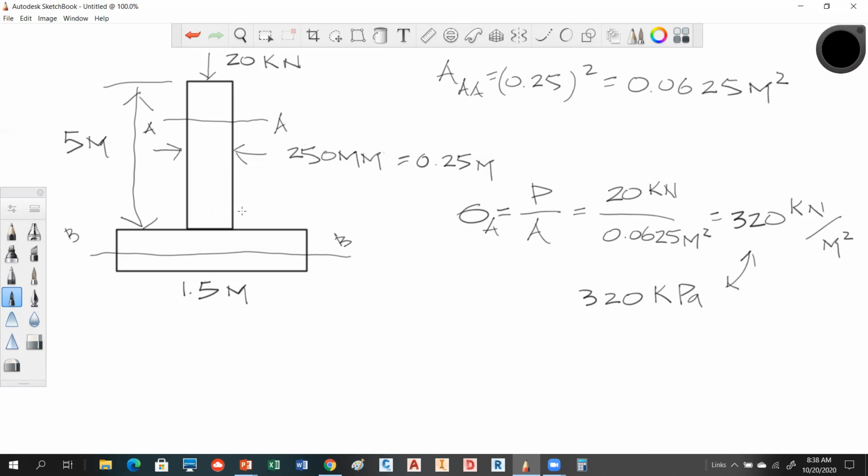So let's look at section BB here now. So we know that the area for section BB is already in meters. So since this is a square cross section, we're just going to square that.